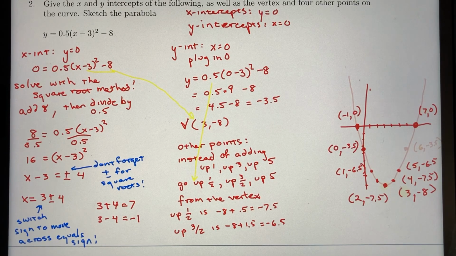Okay, and then notice there's a point symmetric to the y-intercept also. So notice that we are going 3 for the vertex, and then 4, 5, 6, 7 to go to the right, and also a symmetric point on the left side. Make a pretty graph of it, and we're done. Isn't that beautiful?